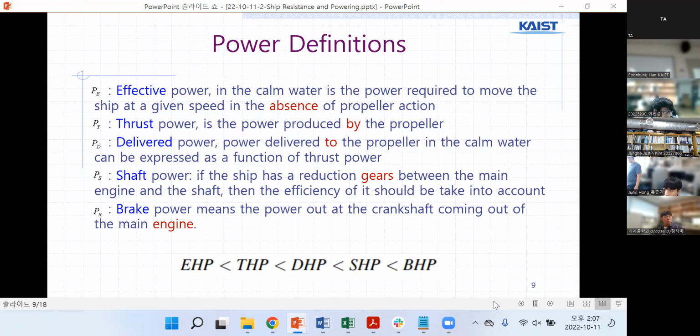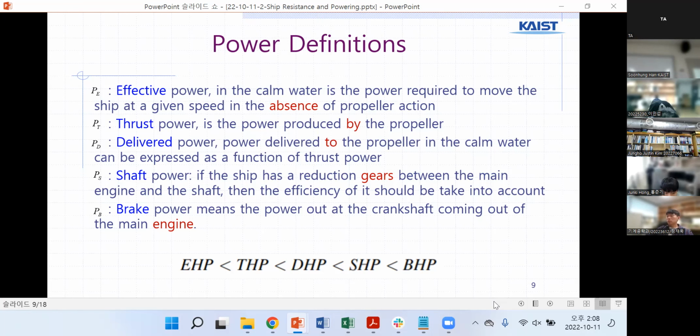Once again, I will explain about this. Effective power in calm water, no waves, is the power required to move the ship at a given speed in the absence of propulsion. So this is a model test, towing tank. You get this effective power. The other one comes from the equation. The brake horsepower is just behind the engine, and reduction goes to the effective horsepower. But in the towing tank, you get this one.